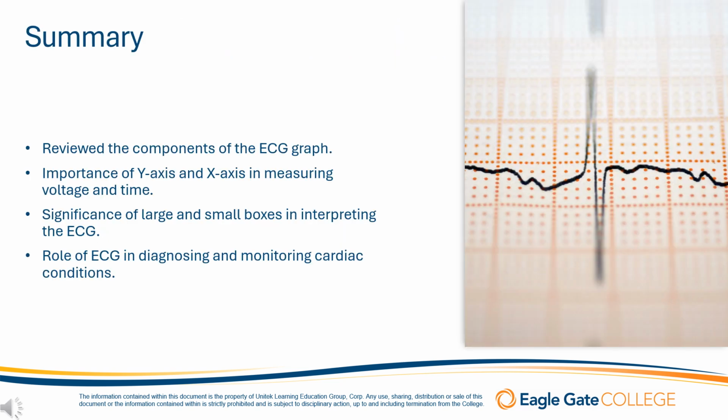So just a quick recap of what we covered. The components of the ECG graph are the large boxes, the small boxes, the x-axis, the y-axis, the ECG markings, and the baseline. And you need to understand the significance of each one of these items. We're going to look at that more closely as we go into the separate rhythms and you learn how to interpret what's going on.